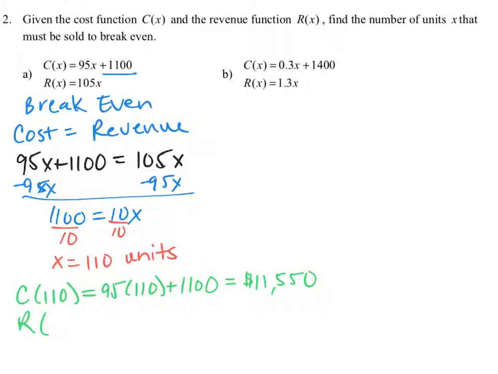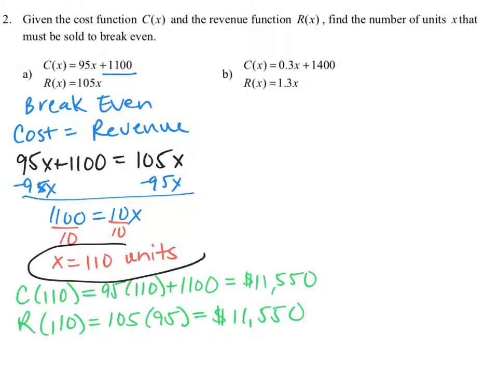The revenue found by selling 110 units is found by multiplying 105 times 95. And you see that it's $11,550 as well. So when you produce 110 units, the total cost is $11,550 and the total revenue is $11,550. So 110 units is our solution. That's our break-even point. Let's look at the second example.